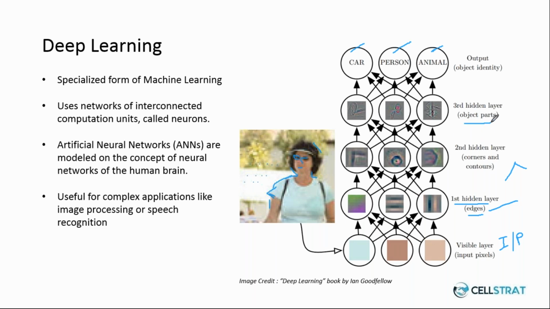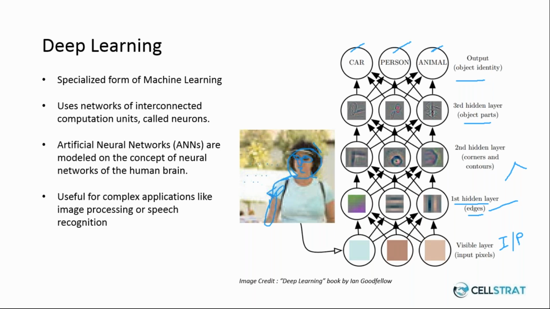And the third hidden layer combines the corners and contours to create object parts, and it will detect the full head, it will detect the eye, the nose, the mouth, right? The complete shoulder, the arm, right? So the third hidden layer will detect object parts by combining corners and contours. And the final layer, the output layer of neurons, will basically identify the complete object, okay, using the object parts. So it will be able to learn whether this image contains a car, a person, or an animal.